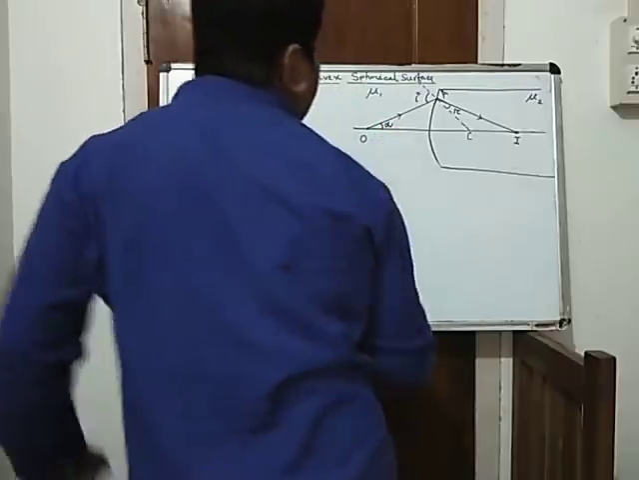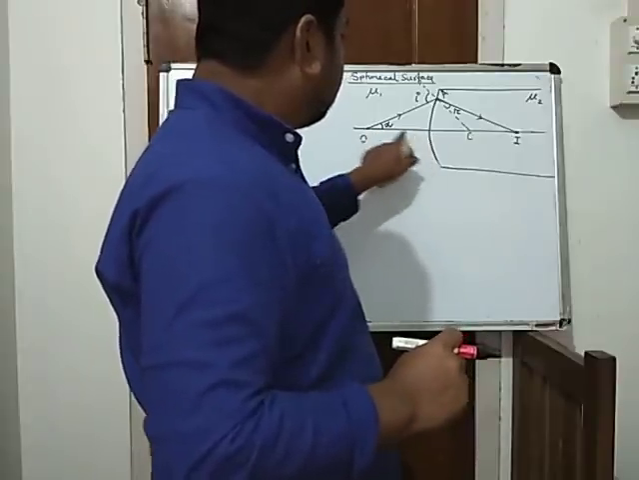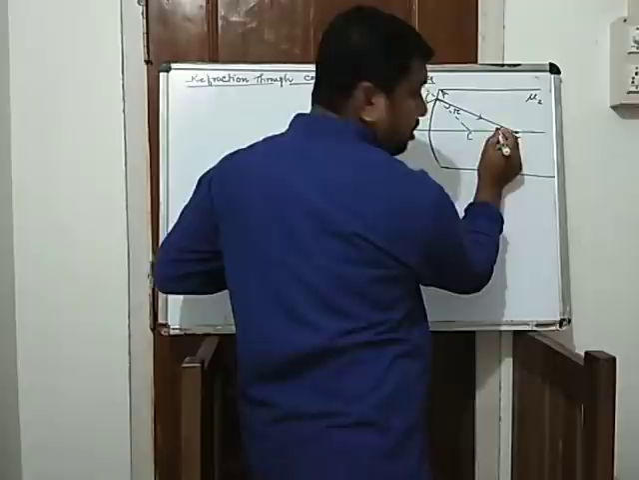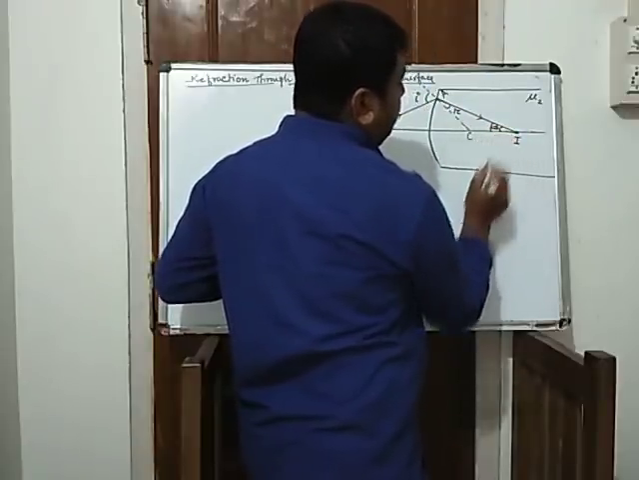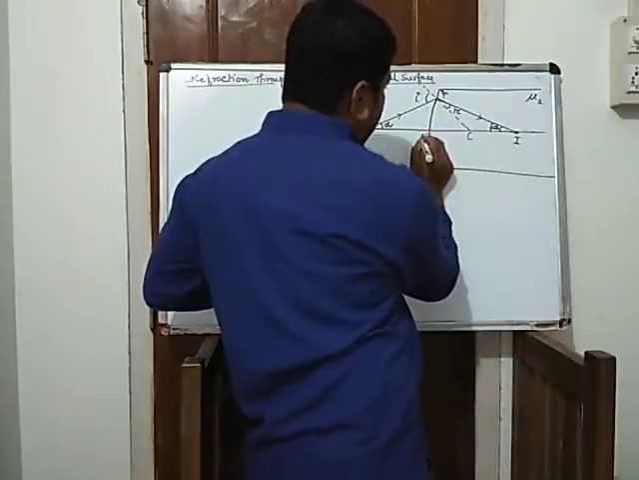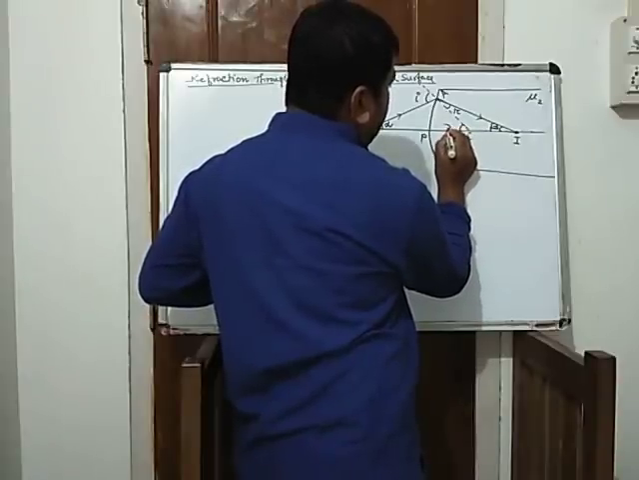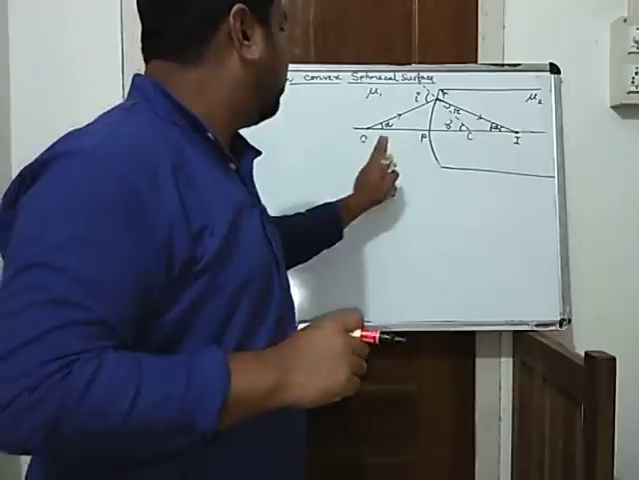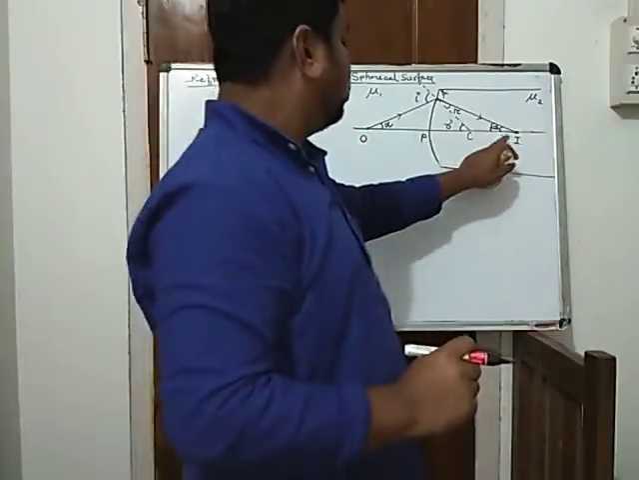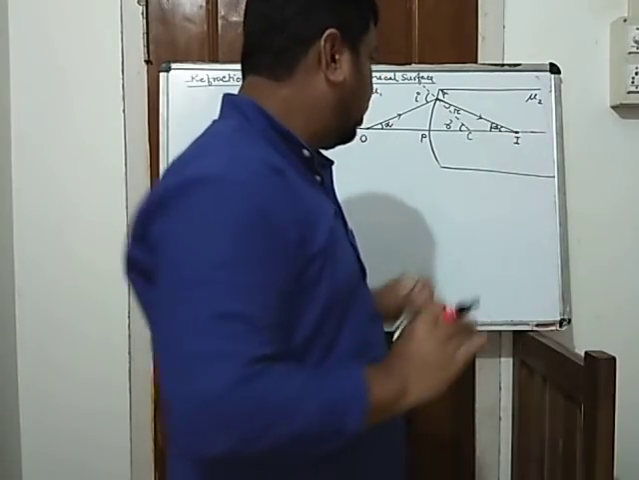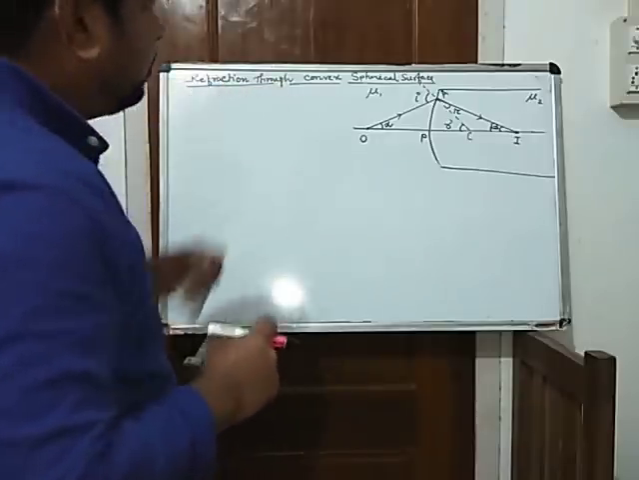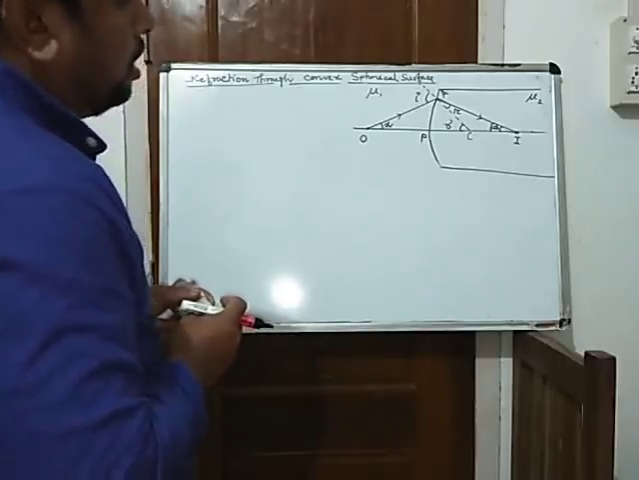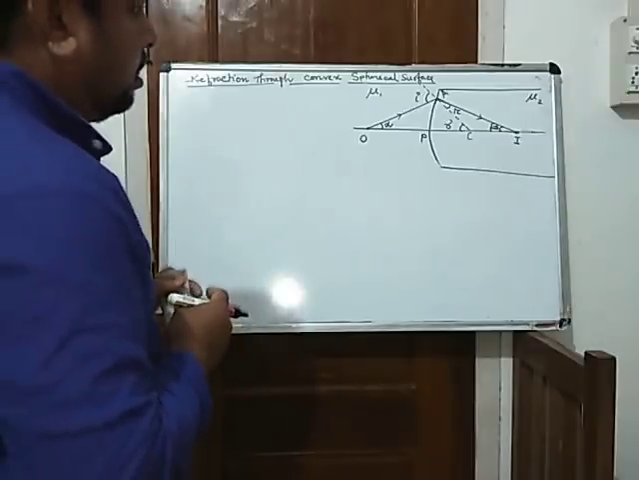This is alpha, the angle made by the incident ray with the principal axis. The angle made by the refracted ray with the axis at the point I is beta. And angle ACP, with P the pole, is gamma. So alpha at the point O, beta at the point I, and gamma at the point C. From this we can apply Snell's law, the exterior angle theorem, and some measurements.